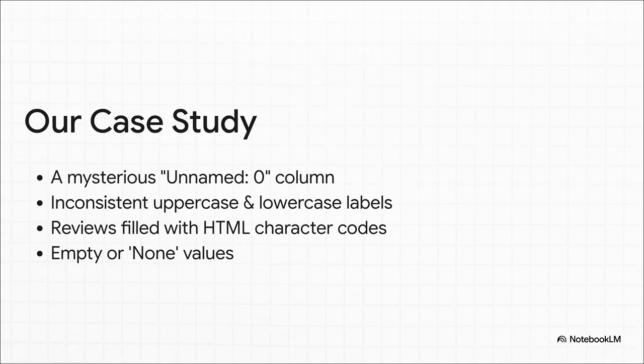So, we're going to be working with the Drug Review Dataset from UC Irvine. And right off the bat, you can see it's got its quirks. There's this mysterious, unnamed zero column that really looks like it should be a patient ID. Then you've got the condition labels and their total mix of uppercase and lowercase. The reviews themselves are filled with these weird HTML character codes. And maybe worst of all, some of the values are just gone.